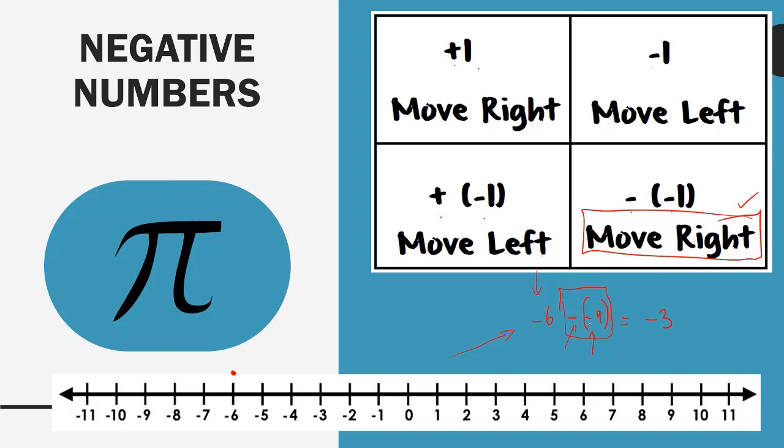And I need to move right by 9 positions, okay? So let's move right by 9 positions. 1, 2, 3, 4, 5, 6, 7, 8, 9, and I end up at 3, okay? I end up at 3. All right, so my answer here is 3, okay? So negative 6, take away negative 9 gives me the answer of 3.